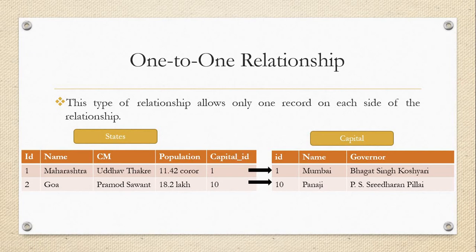Capital ID, assume that it's a unique ID and it will be allocated to only one state. Okay, so that means if we have one state called Maharashtra, then the capital of Maharashtra will be Mumbai. If we have a state like Goa, then Goa has a unique capital called Panji.